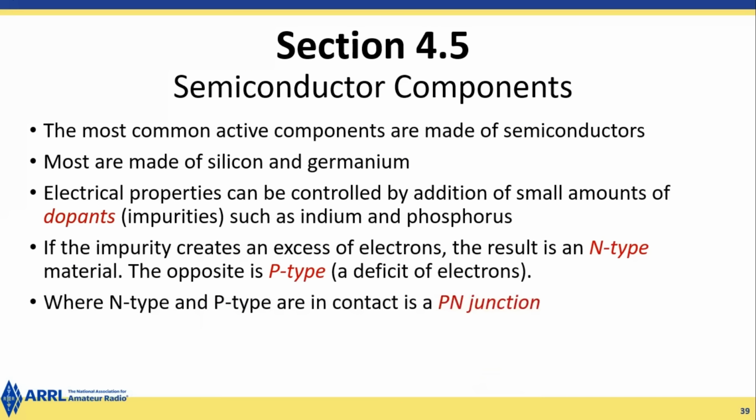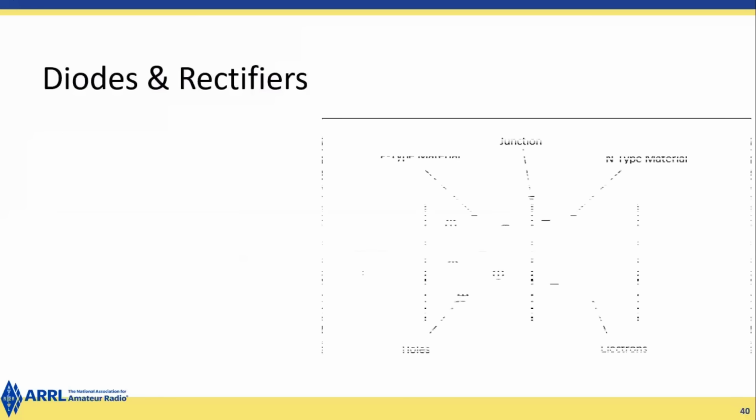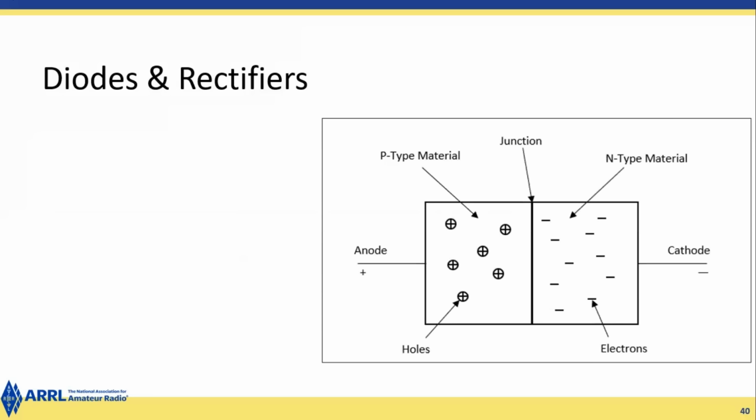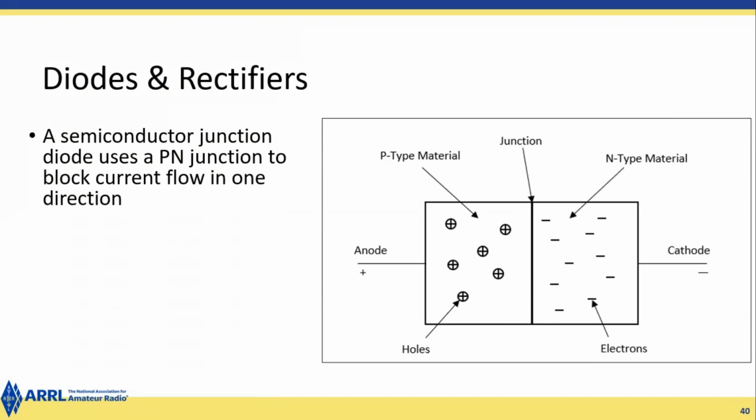Where N-type and P-type are in contact, where those two come together, it's called a P-N junction. Okay, here's a diode. Semiconductor junction, this is a diode that uses a P-type material and an N-type. P has a deficiency of electrons, N has excess electrons. When those two come together in a boundary, it's called a junction.